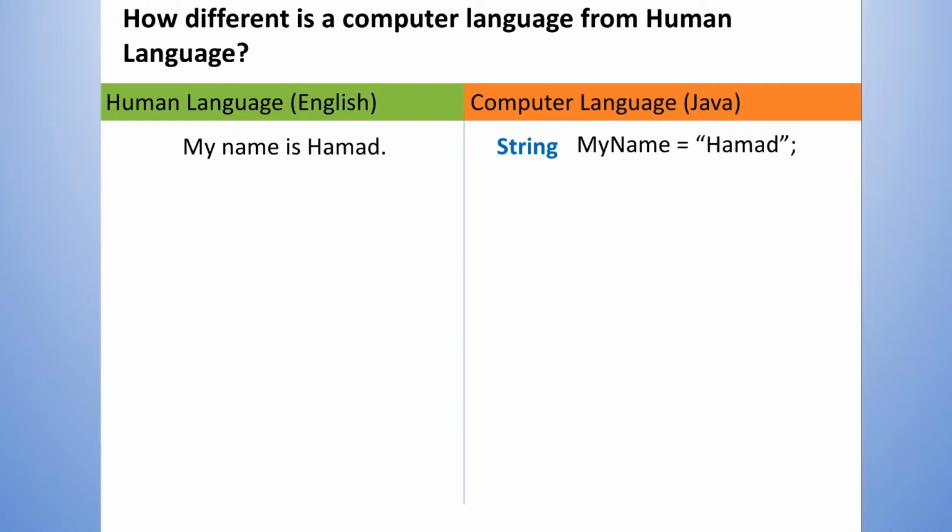Here I'm using a text. So myName is a text. My name is not 1, 2, 3. It's a text, not a number. So I have to use String. So String, space, a variable, myName. Now myName is stored into that variable, equal, quotation, because it is a text you must have a quotation, Hamad, then semicolon. The semicolon is important in Java at the end of the line.